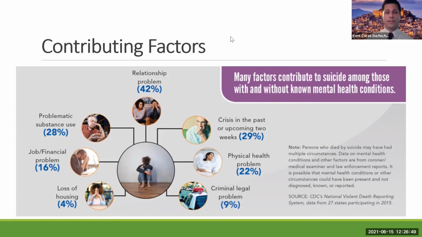How many years have we known these data? What do you think? Put your answer in the chat box. For how many years have we known these common triggers for suicide? Harry says 50 years. Wonderful. Anyone else want to guess? Yeah, it is about 50 years. It's between 30 and 50, but it's closer to 50, I believe.